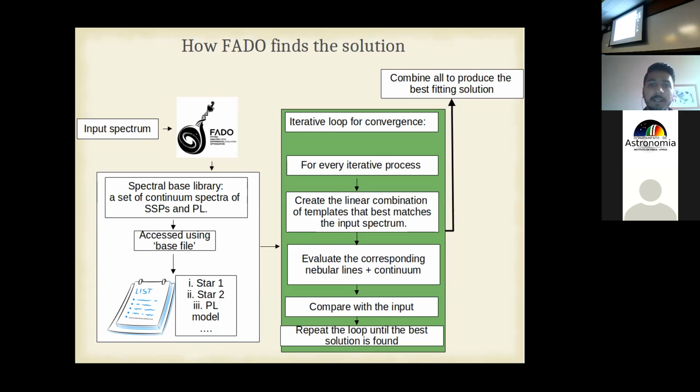Then it goes into an iterative loop for convergence. For every iteration, it creates a linear combination and matches the input spectrum, then evaluates the corresponding nebular lines and continuum, compares with the input, and repeats until the best solution is found. So a base file is nothing but a set of ionizing radiation fields, to be precise. Ultimately it combines the light contribution from all these different components and finds the solution.